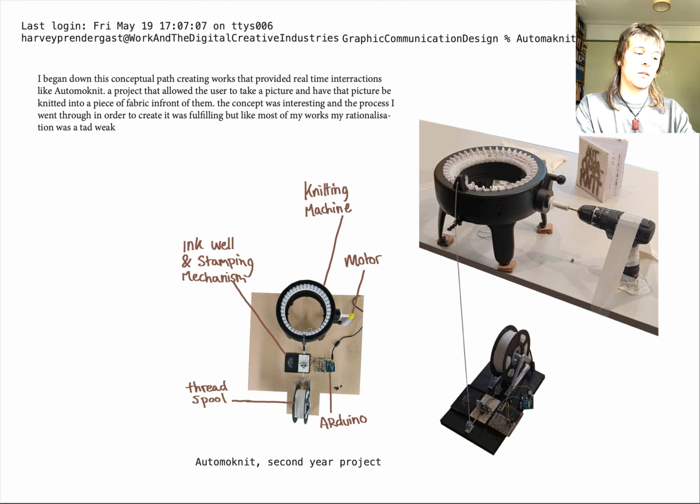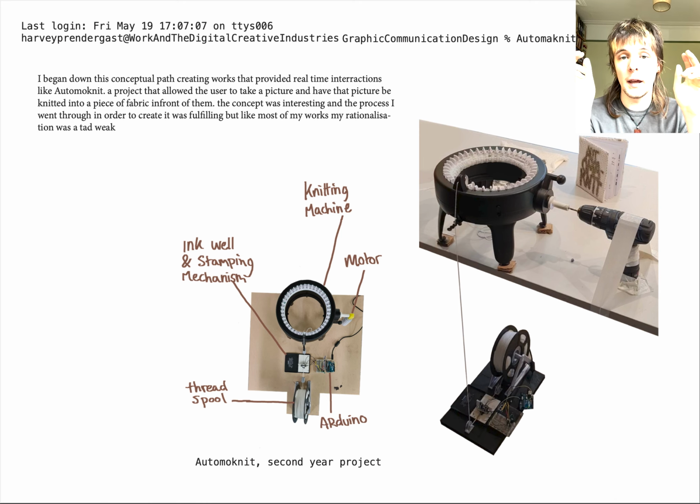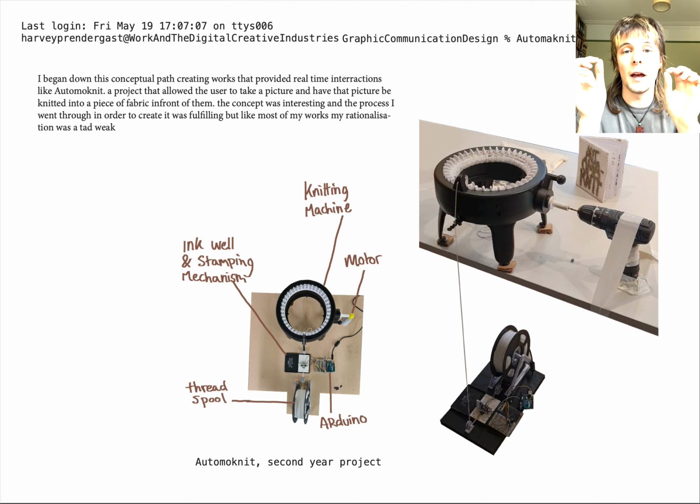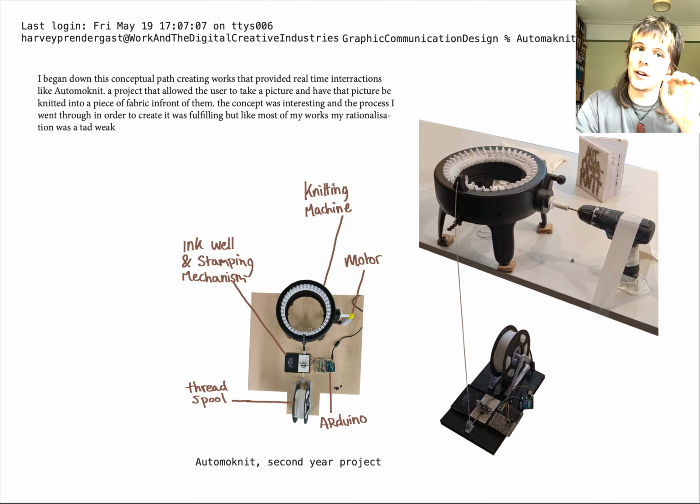Later on I started doing more coding style work in my projects. This was a project that I did called Autominit, which was supposed to be a machine that knitted pictures onto fabric, which almost worked. It was very close. If I'd just created a better stamping system, it would have worked.